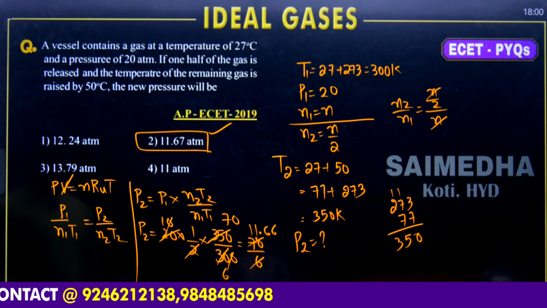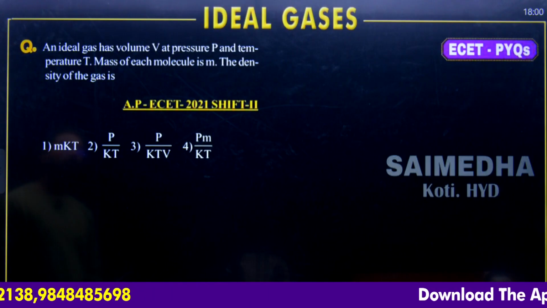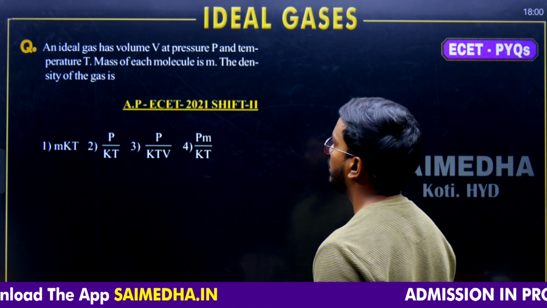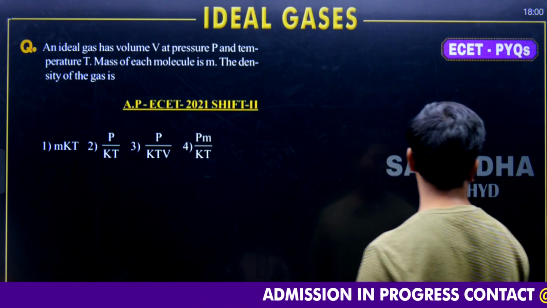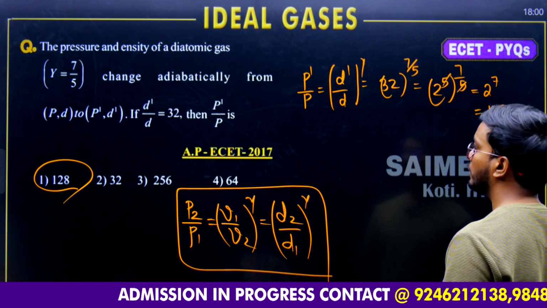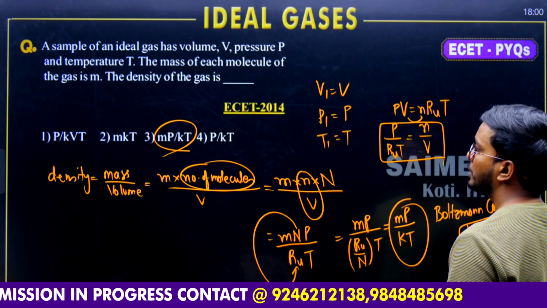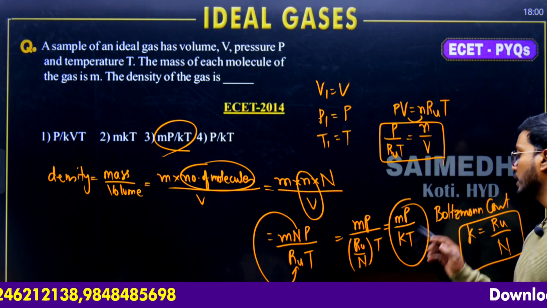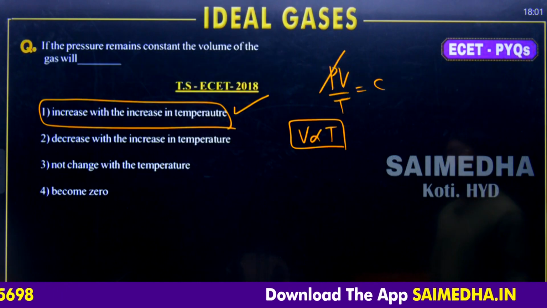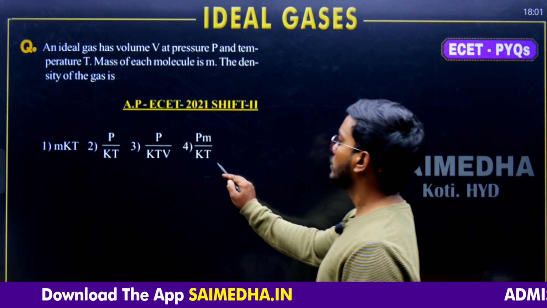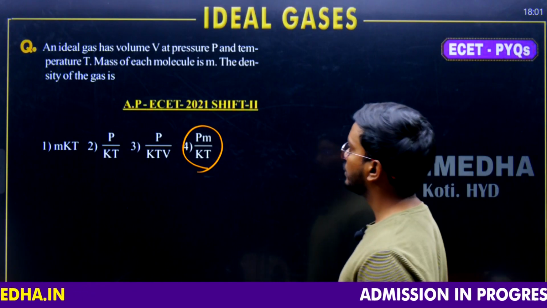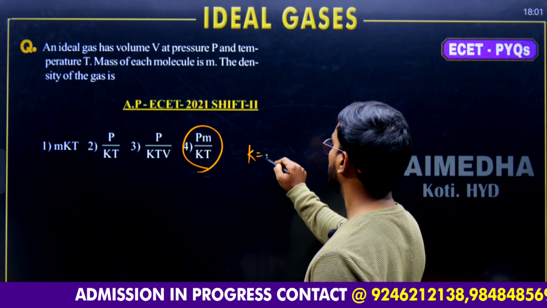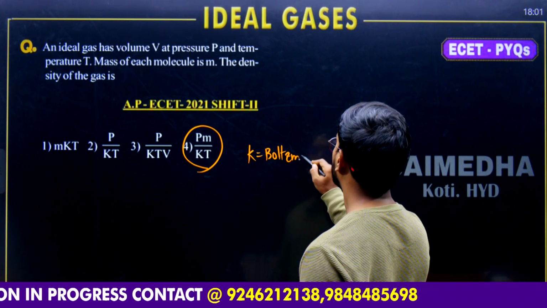Moving on to the next question. Next question is question number 10. An ideal gas has volume V, pressure P, temperature T, the mass of each molecule of the gas is M, what is the density of the gas? This is a repeated question. Already we have seen the density question. Density is equal to mass by volume, and finally we got the answer as MP by KT. So this is going to be your correct answer. The density formula is MP divided by KT, where K is called the Boltzmann constant. Repeated question.